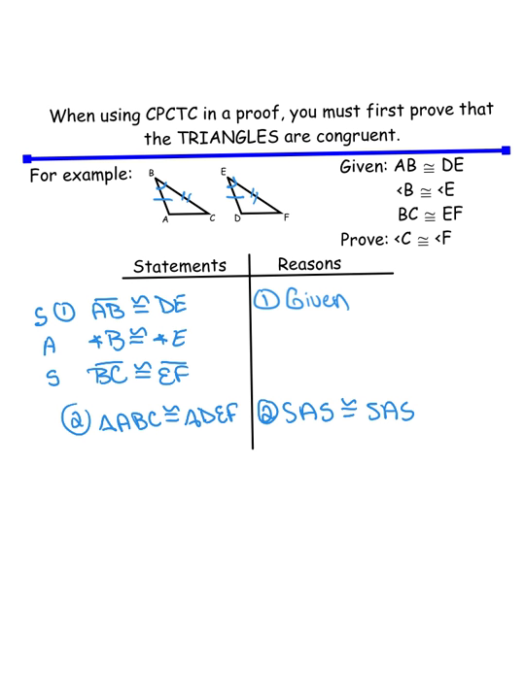Now, the question is not asking me to prove the triangles, it's asking me to prove angle C and angle F. Since I proved that the triangles are congruent, the last line in my proof can be that angle C is congruent to angle F, and you can write the letters, but I want you to say it in your head every time you write it: corresponding parts of congruent triangles are congruent.